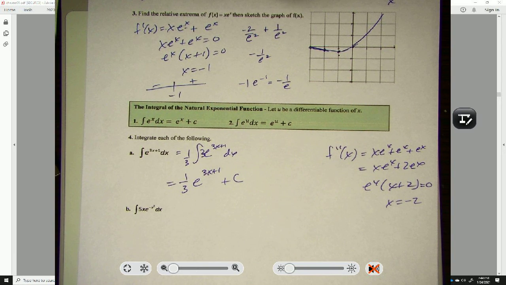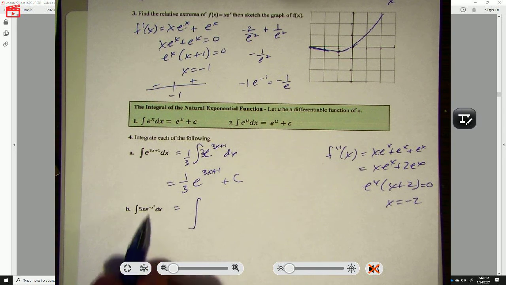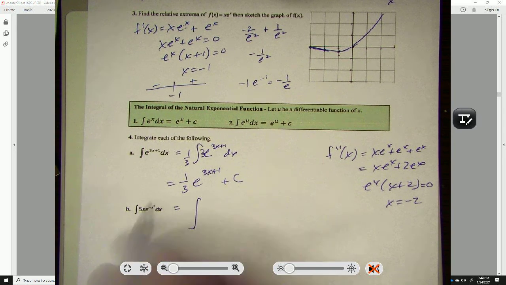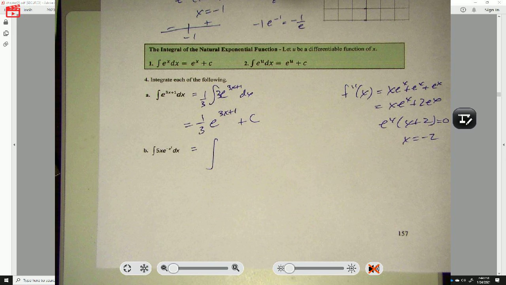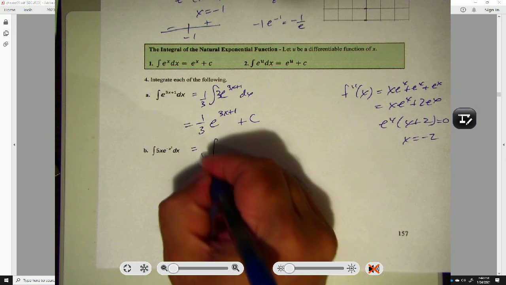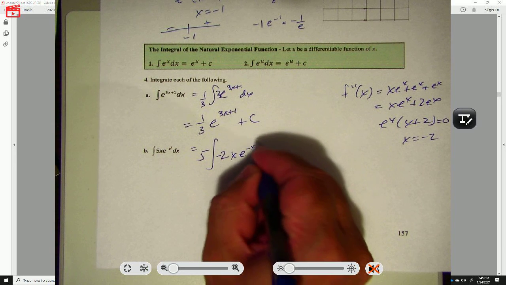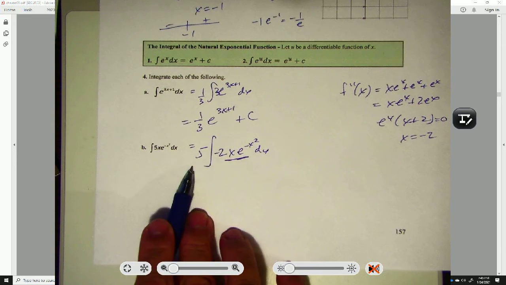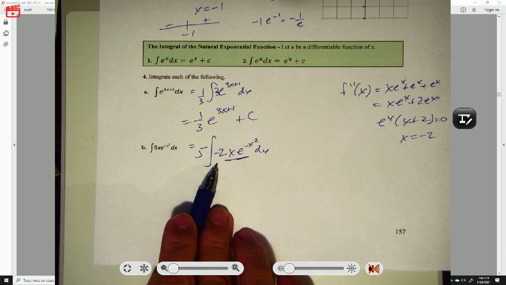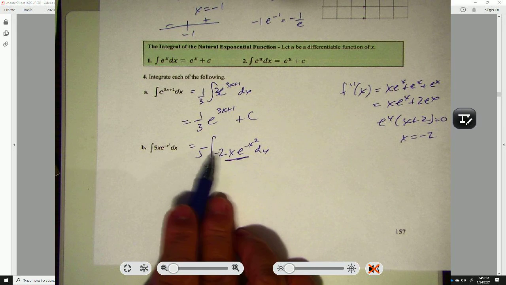Alright, so here, you just need a derivative of negative x squared, which is negative 2x. So I'm going to take the 5 out, put the negative 2 there, x e to the negative x squared dx. The 5 is part of the original. The negative 2 is the thing I'm putting in to make up for the fact that I need a derivative of negative x squared. So that's where the negative 2 comes from.